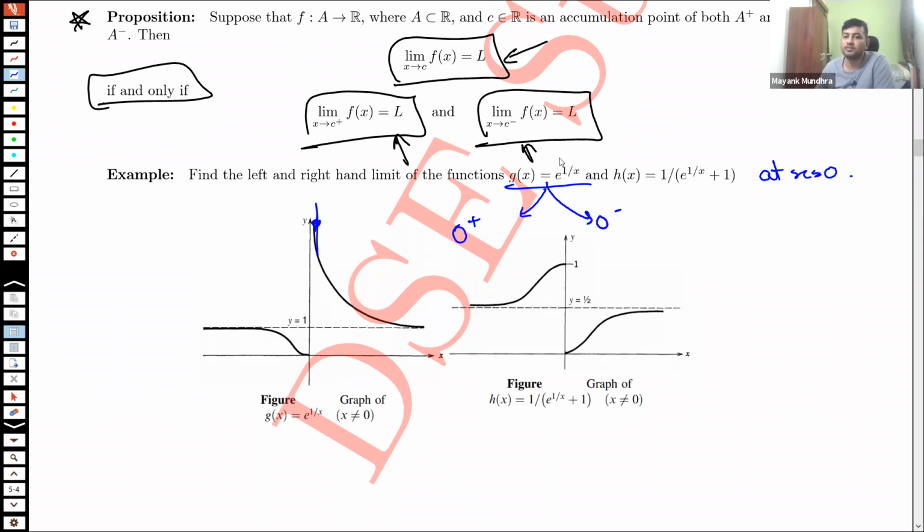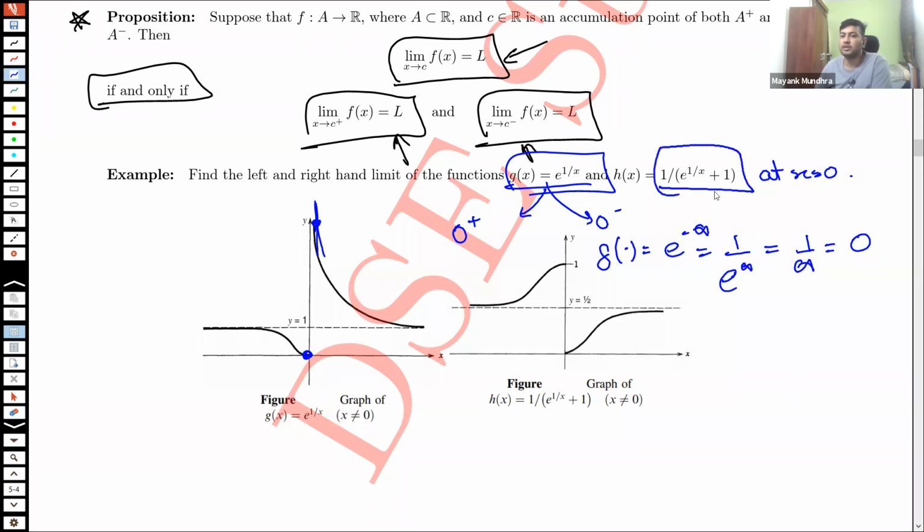At 0 minus, this becomes e to the power negative infinity, which is basically 1 by e to the power infinity. Now e to the power infinity is infinity, so this just becomes 1 by infinity, which is 0. When you divide 1 by infinity, you get 0. So this function looks like this. It is approaching 0 to the left and infinity to the right, so we say that the limit does not exist.